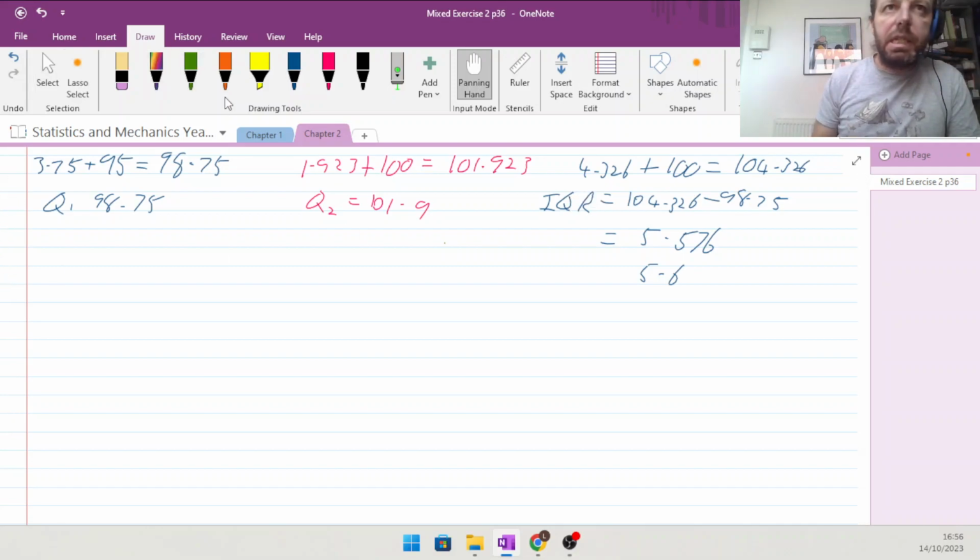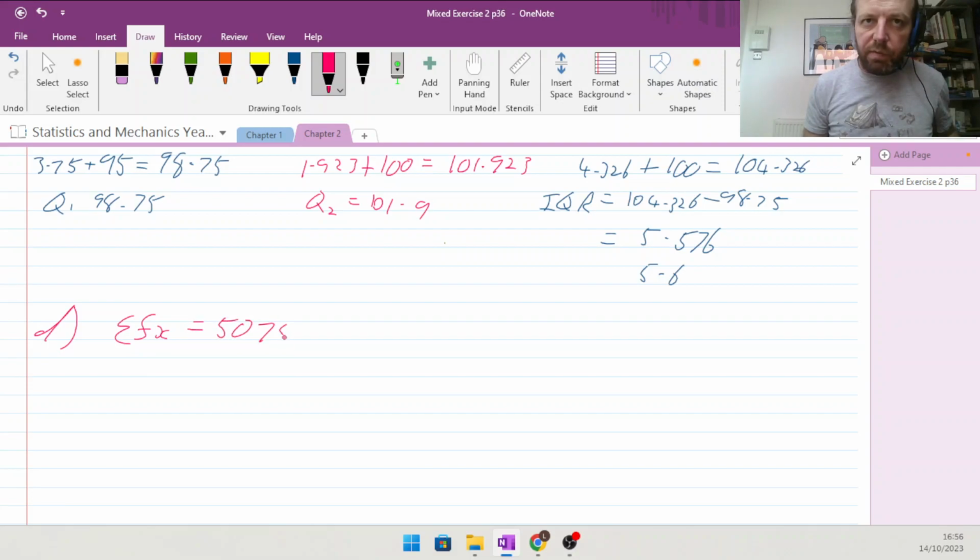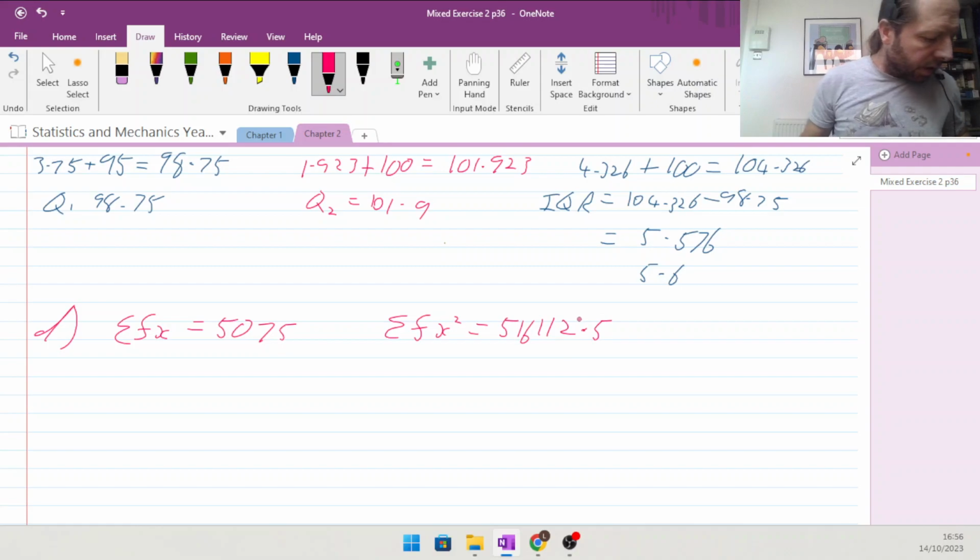Now for part D. Part D says using the sum of fx equals 5075, and the sum of fx squared is equal to 516,112.5, find the standard deviation.